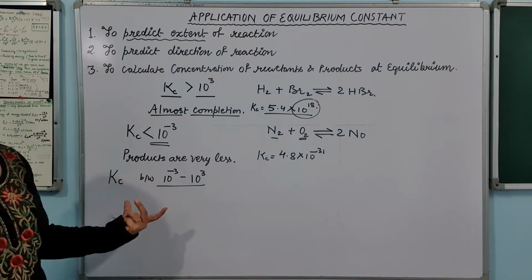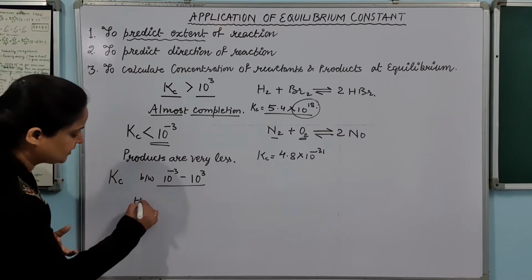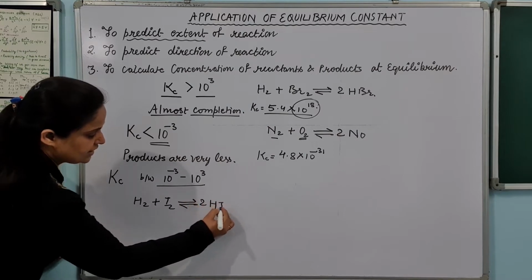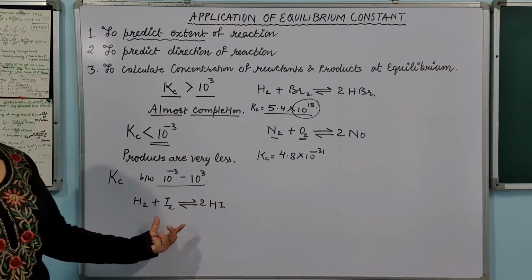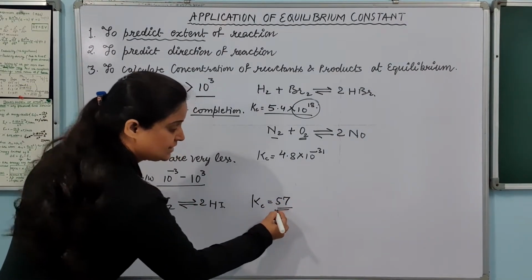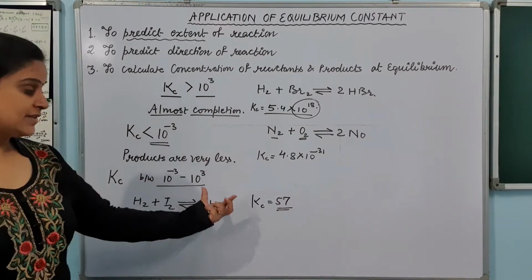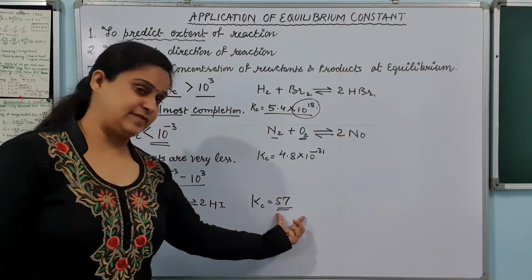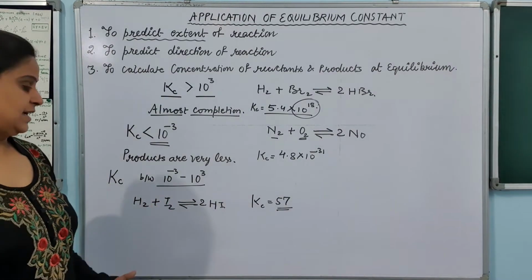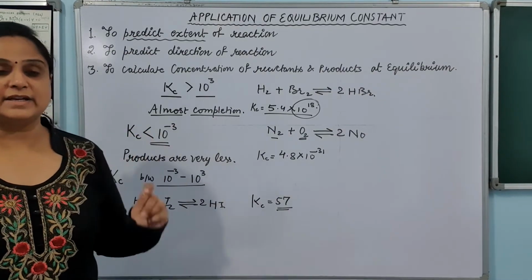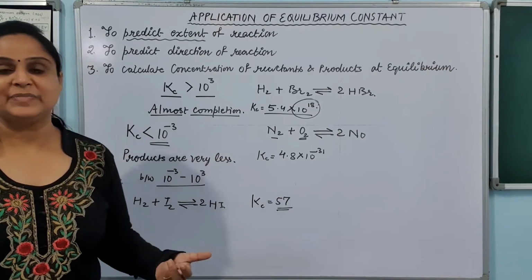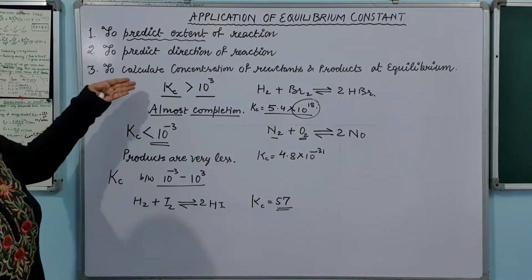Then what can we predict about this reaction? For example, I am taking here H2 plus I2, forming hydrogen iodide, 2HI. For this particular reaction, अगर हम 700 Kelvin पर देखें तो the value of Kc is 57 at 700 Kelvin. What does it mean? In this particular reaction, the Kc value is indicating that the product and the reactant are almost equal in concentration. That we can predict easily using this Kc value.